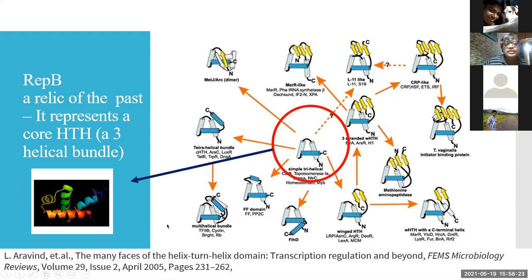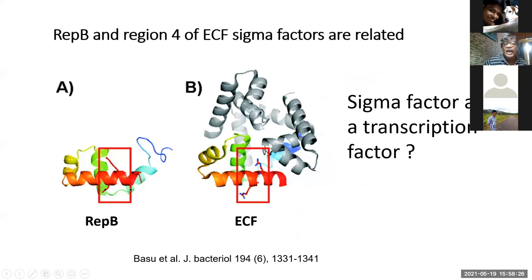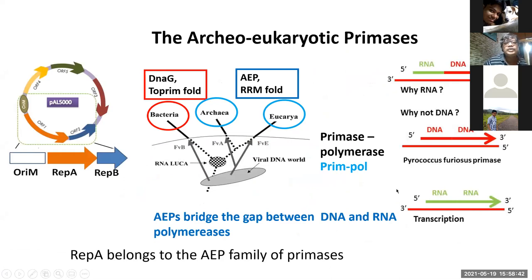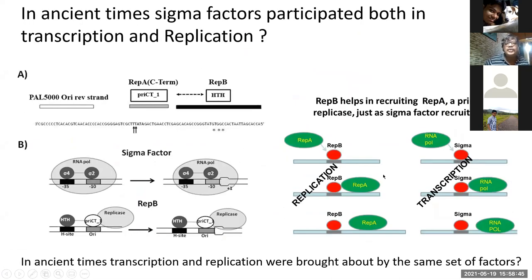This was very encouraging to us, and we did some modeling, etc. It appeared that this RepB, which is a replication factor, is actually very similar to the sigma factors. Then we went on to do a little more research work, which I will not go into in detail. Ultimately, what we proved is this: as you know, the RNA polymerase uses sigma factor, and with the help of sigma factor it goes and binds to the DNA. Very similarly, we could show that RepB, which is a sigma factor-like protein, assists RepA to bind to the origin.